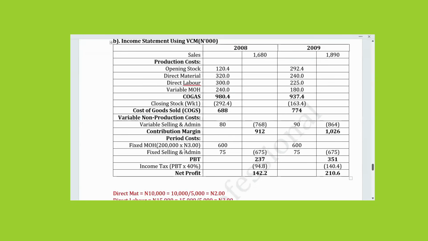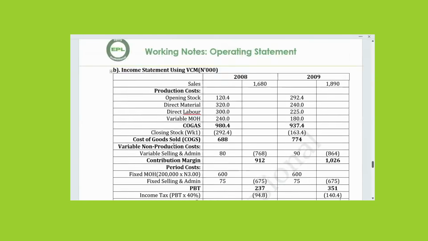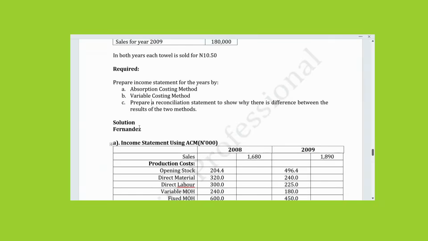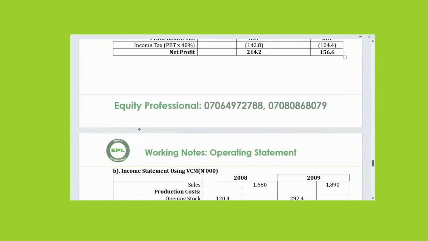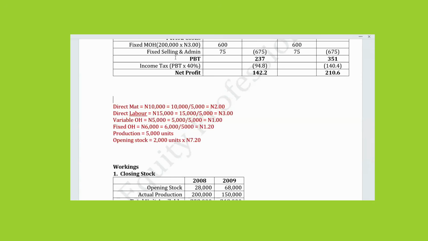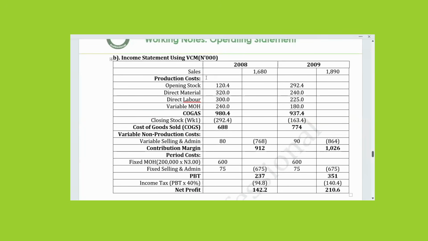So the next thing we are going to do now, of course, we just answered requirement A and B. We have completed requirement A and B. The next thing we are going to do is to prepare the reconciliation statements. So I will then come here. Reconciliation statements. Let me copy this.